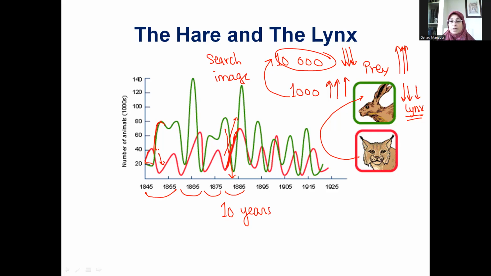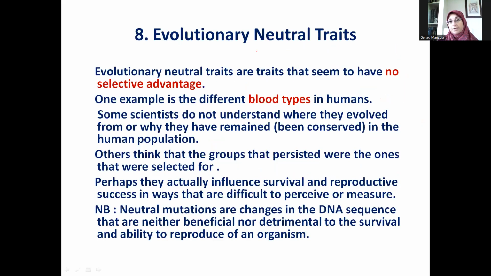So most of the time you will find, of course, the two graphs are not exactly synchronized as I explained, but in many periods of time, when the lynx is increasing, this means that they have found enough hares to feed upon, and that's why the number of the hares is decreasing.